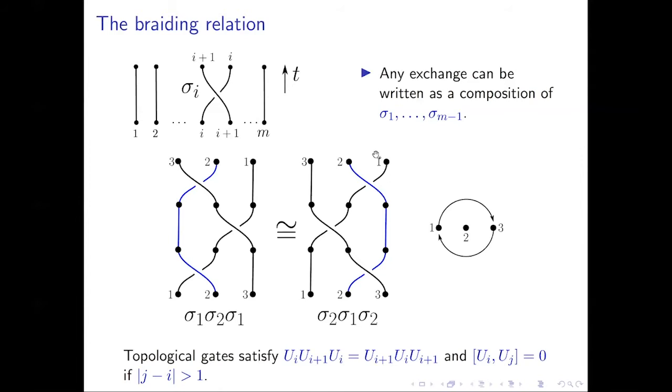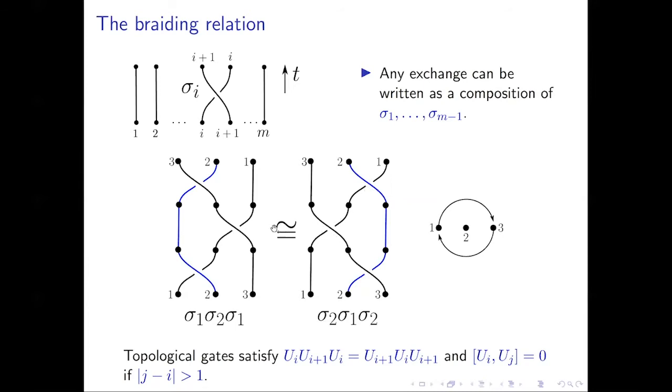They are subject to one very natural relation. If you compose sigma one, sigma two, with sigma one, this is the resulting move that we've made. Yes, so sigma one here, sigma two here, and sigma one here. And then if we compare to sigma two, composed of sigma one, and then composed of sigma two.